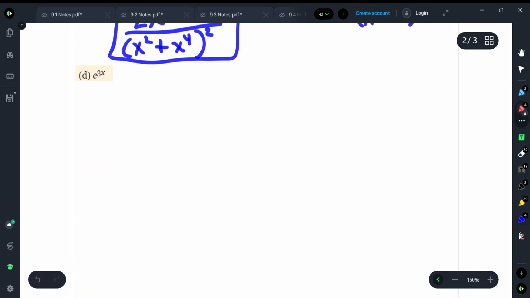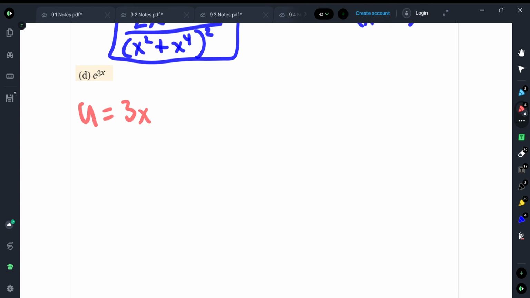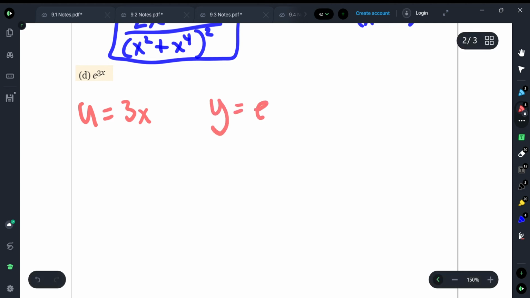All right, here we go. The inside function is going to be 3x, because it's e to the x, so e to the 3x power. Our outside function is going to be e to the u. Okay. The derivative of 3x is just 3.